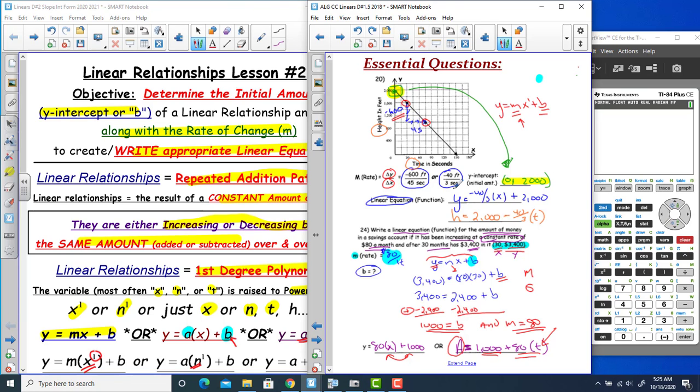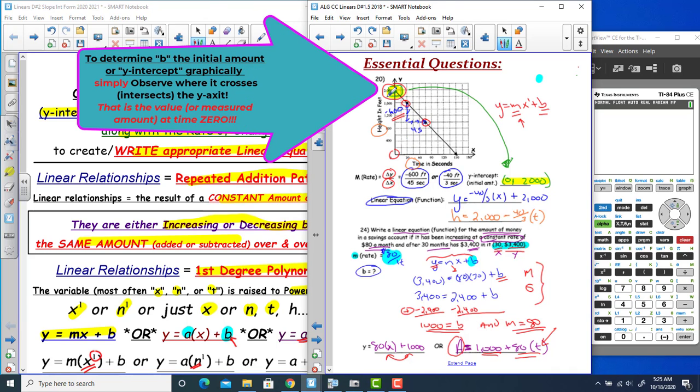So there's our rate of change, and graphically to determine the initial amount, it's a lot easier than doing it in an equation where you actually have to compute it. If you have a picture, just observe where it starts at. The observed starting point is going to be along the y-axis. That's time 0. And in this instance, it's 2,000 feet. So something starting 2,000 feet high when we first begin to observe it at time 0. And we notice that it's going down 40 feet every 3 seconds.